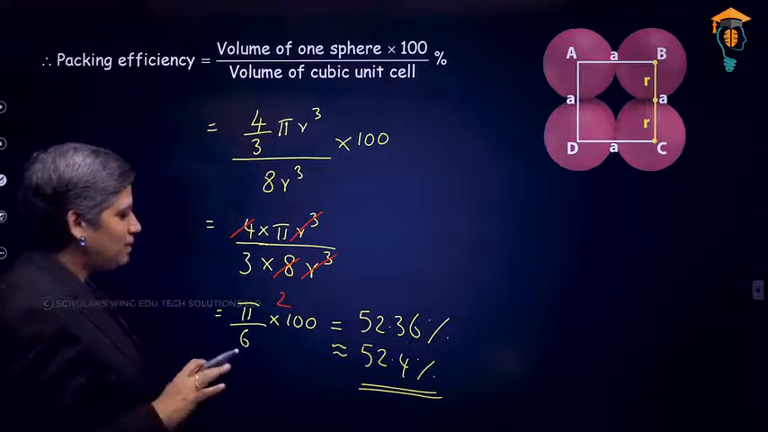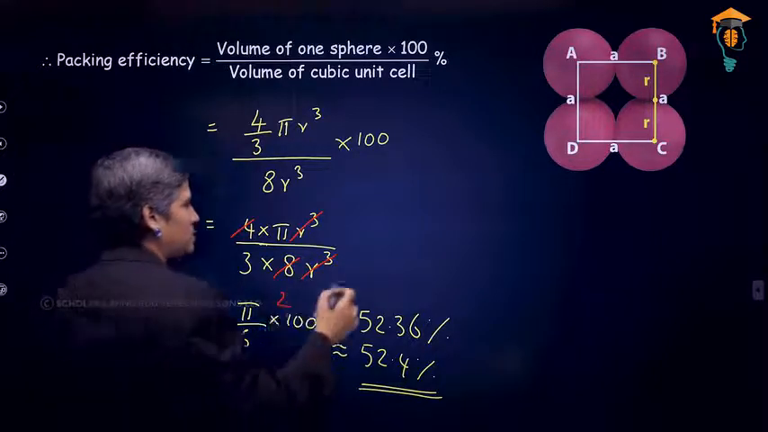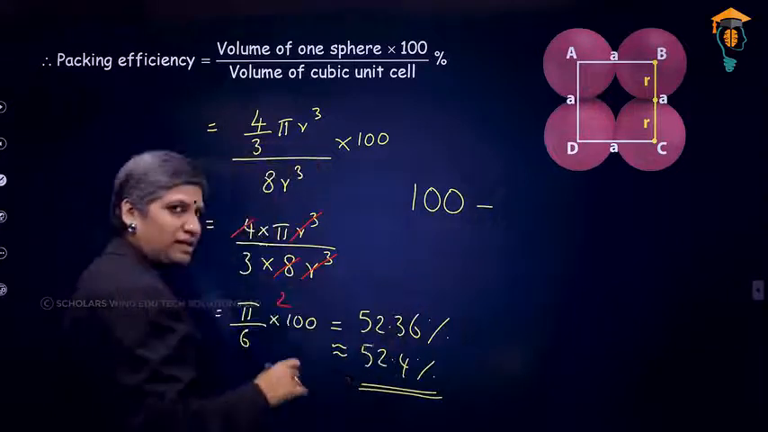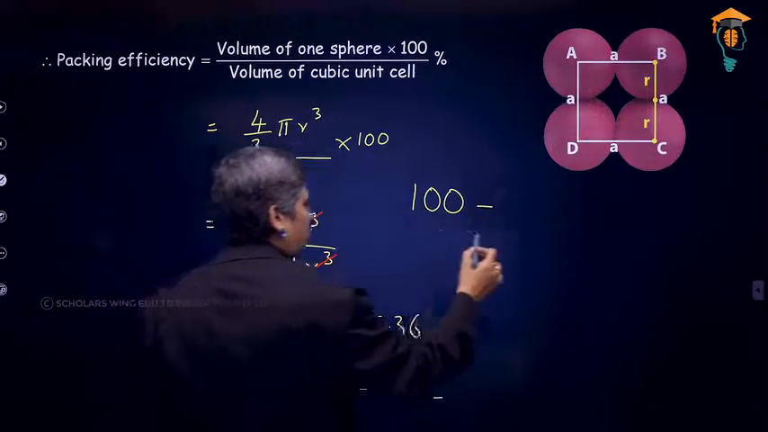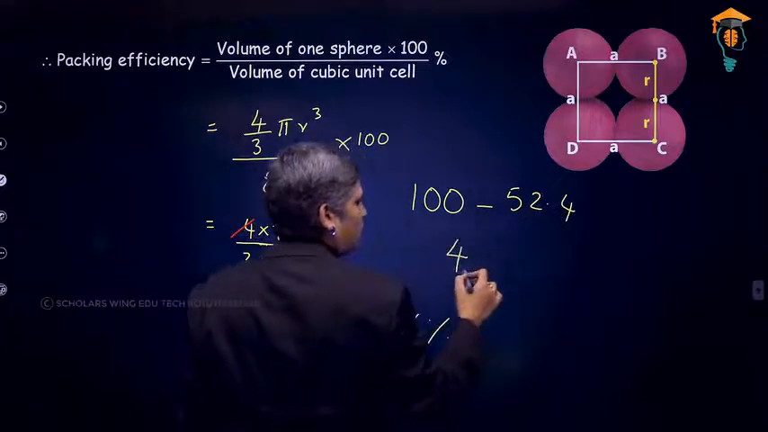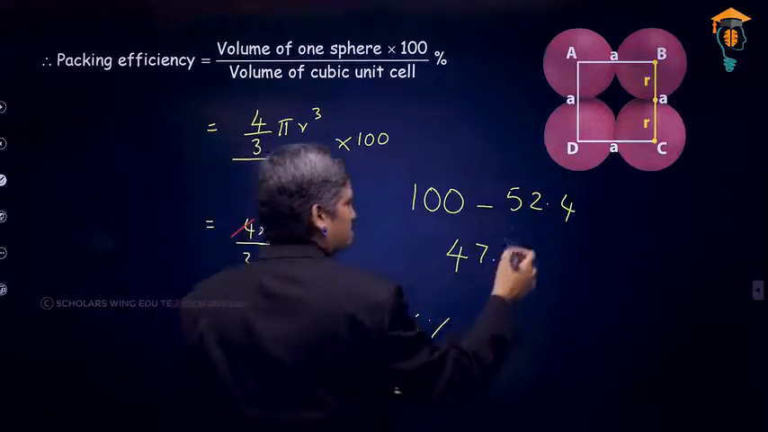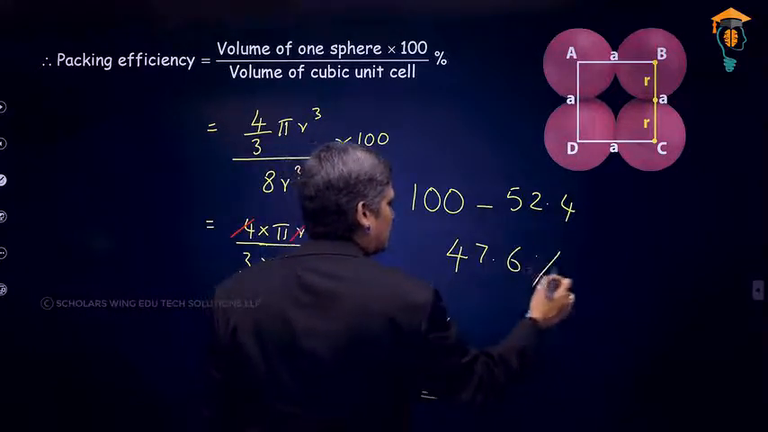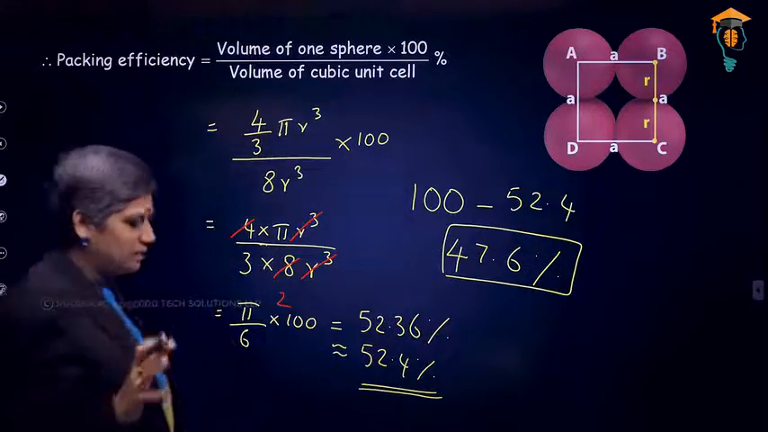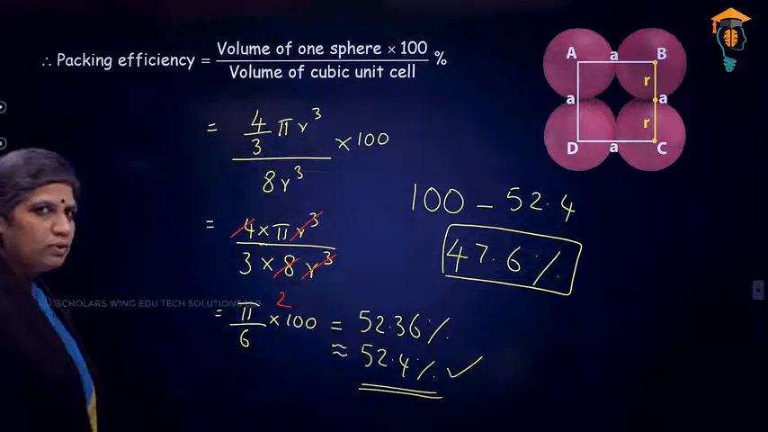Okay, that means what is the wastage here? In other words, what is the empty space? Empty space will be the available space minus the space filled, or packing efficiency. This 52.4 will come to 47.6, isn't it? Yes. So 47.6 is not the packing efficiency, it is the empty space. Packing efficiency is 52.4. Are you clear, my dear?